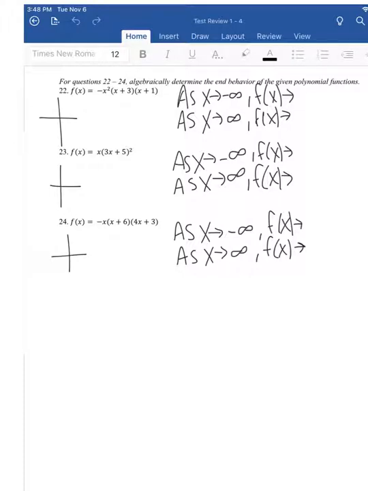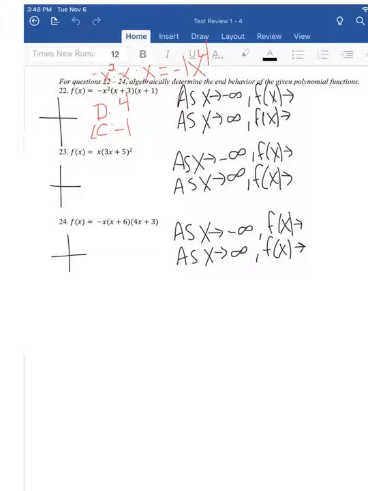So for number 22, the way that I can do this algebraically is by looking at what the degree is and what the leading coefficient is. So it would have to be all multiplied out. However, we are only concerning ourselves with that first term. So this would be negative x squared from this term, x from this term, and then x from this term, which would give me negative 1 x to the fourth. So this degree is a 4, and the leading coefficient's a negative 1.